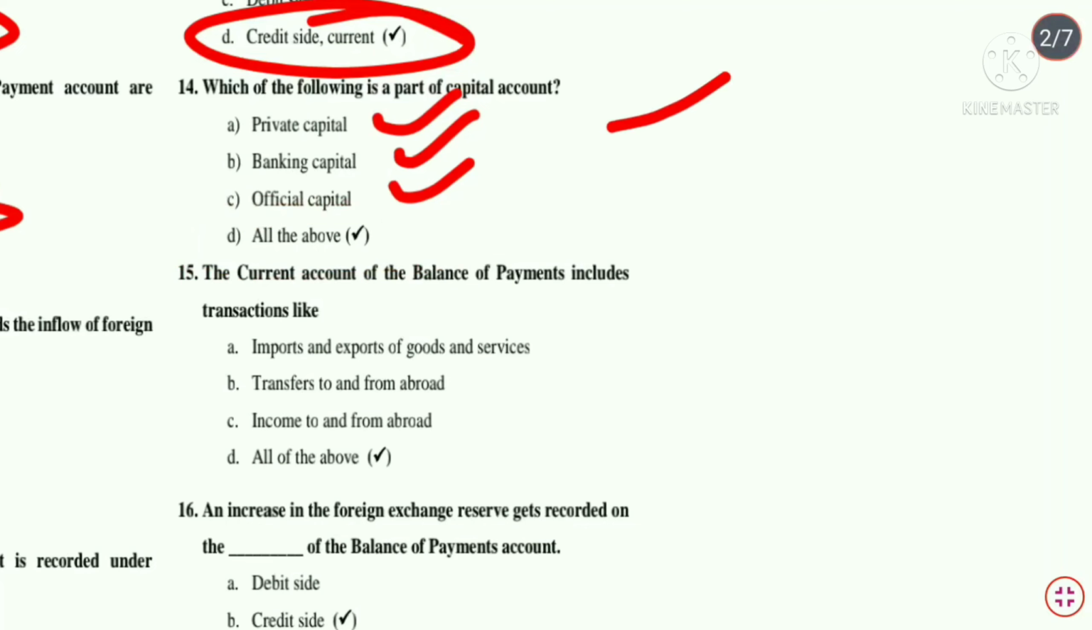Next question, that is the current account of the balance of payment includes transactions like, हम जानते हैं कि जो current account है that deals with the payment for currently produced goods and services, interest earned or paid, and also gifts and donations. Simply we can say it is related to the flow of income. Therefore we can say all of the above, option D is the correct answer.